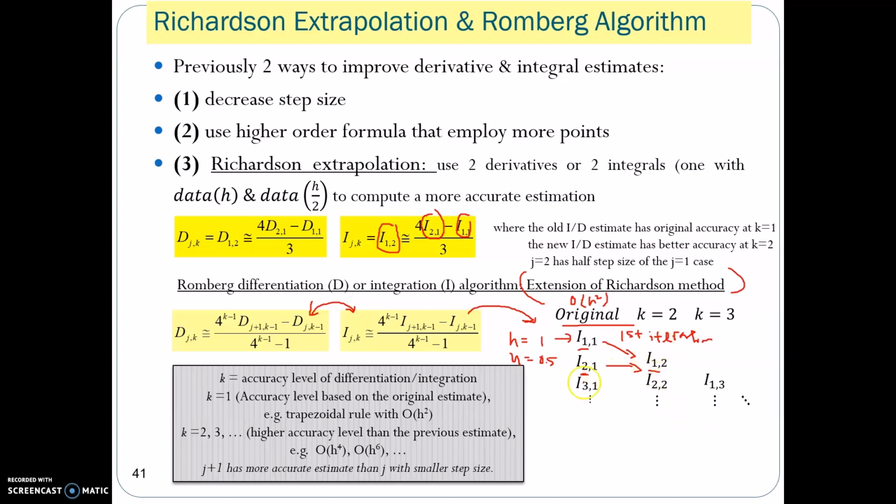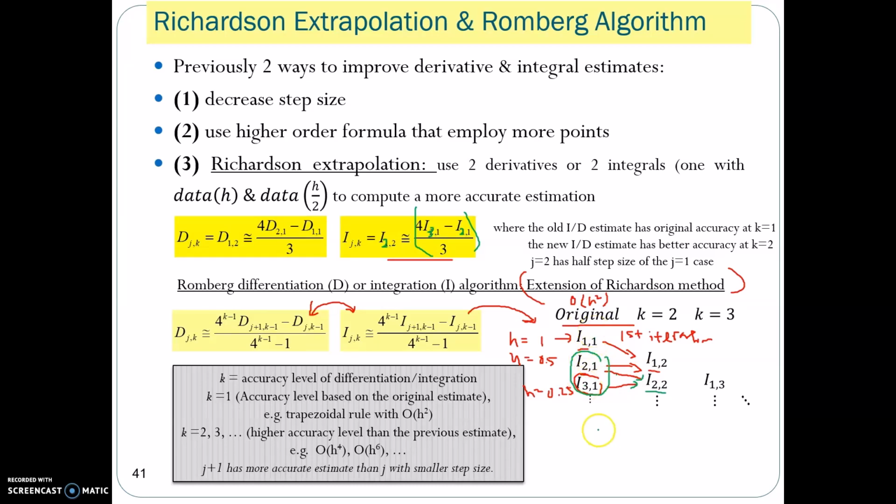For the second iteration, you choose h equal to 0.25, which is half of the previous step size, and you obtain the integration I31. We can use the same formula to solve these two in order to obtain I22 here. So the old samples now are I21 and I31. I31 has better accuracy than I21 because the step size is lower, therefore we put it here. So this is I31 minus I21. After you solve it, you obtain I22, which is equal to this value.